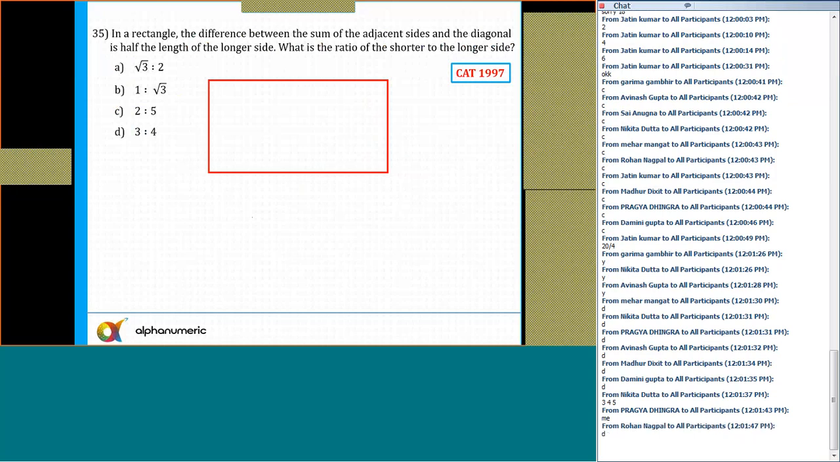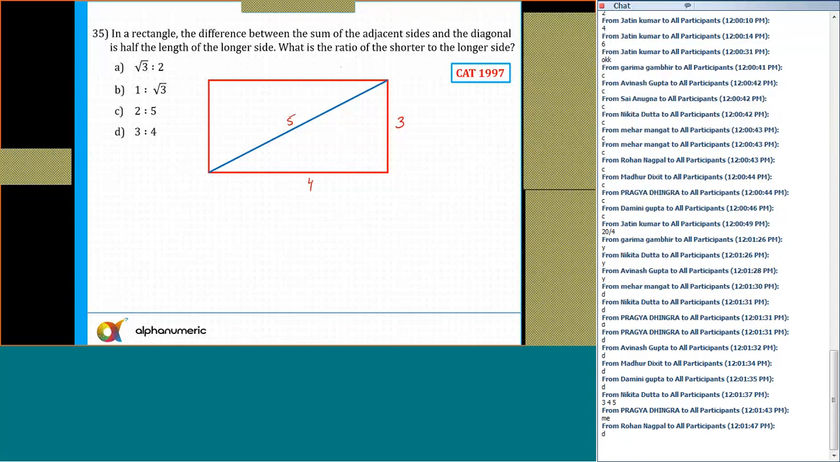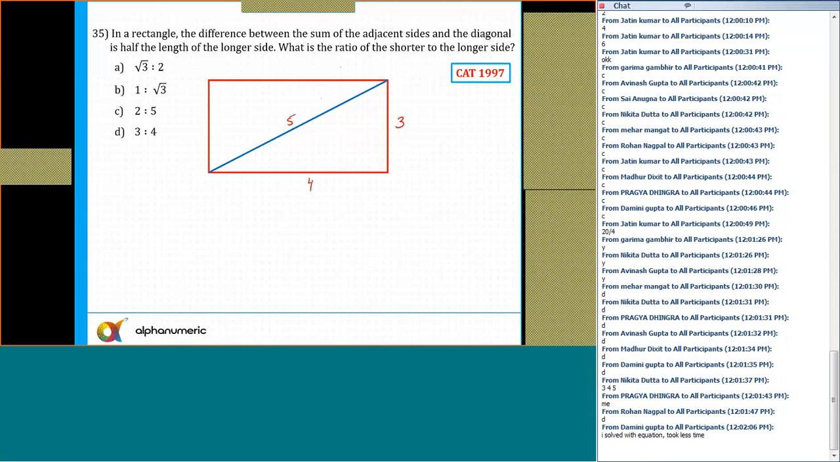help of the options. In a rectangle, the difference between the sum of adjacent sides and the diagonal is half the length of the longer side. So if I start solving with the help of the options and reach option D, the smaller side is 3, this is 4, so we know it's a Pythagorean triplet, 5. It says the difference between the sum of the adjacent sides, that is 4 plus 3, and the diagonal is half the length of the longer side.